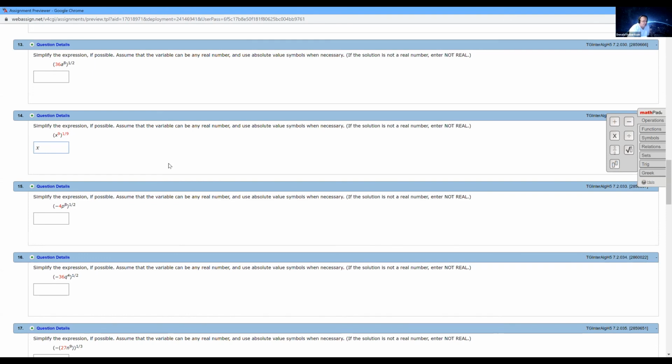I should also check, do I need an absolute value around this? Well, it came from the 9th root of something. Cube roots, 5th roots, 7th roots, 9th roots, and all the other ones that look like that never need absolute values, remember? Odd roots don't need absolute values. So the answer is x. That's it. Anything else in that bunch?